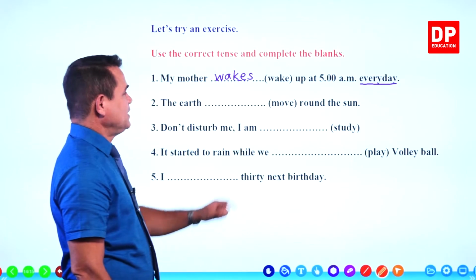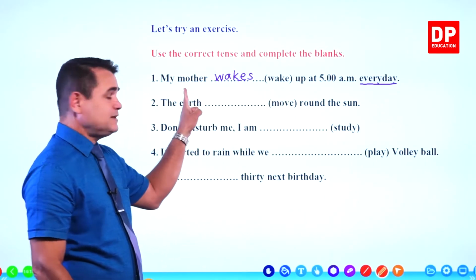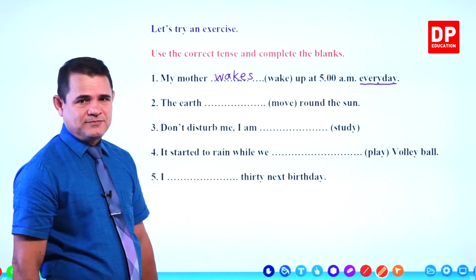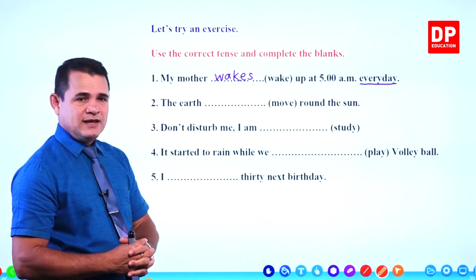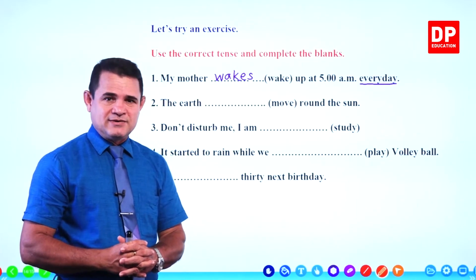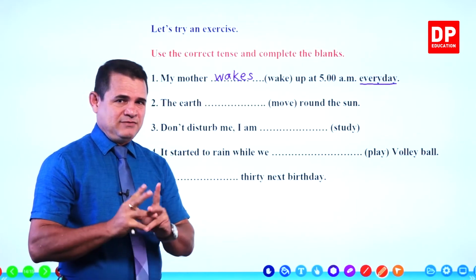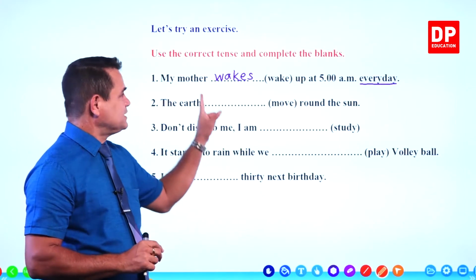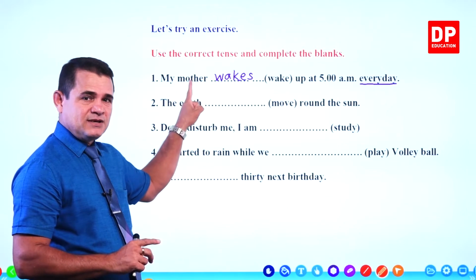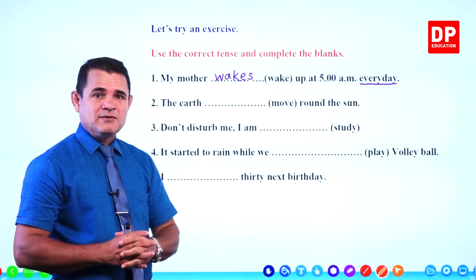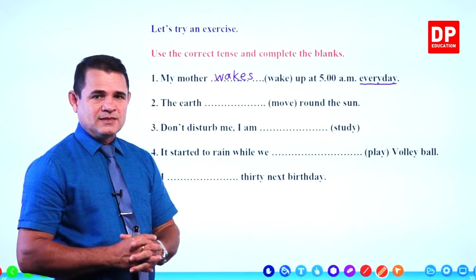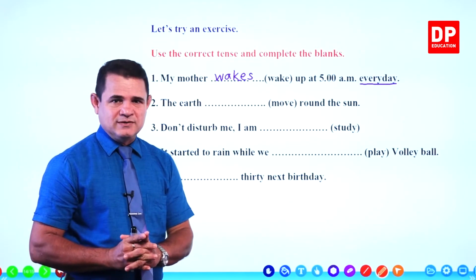wakes up. Here, my mother is singular, so the verb should be singular. Wakes up at 5 a.m. every day. See how you find the correct answer. We cannot say wake here, because mother is singular. If the subject is plural, you can put the plural verb. And now you should know the singular and plural forms of the verbs.